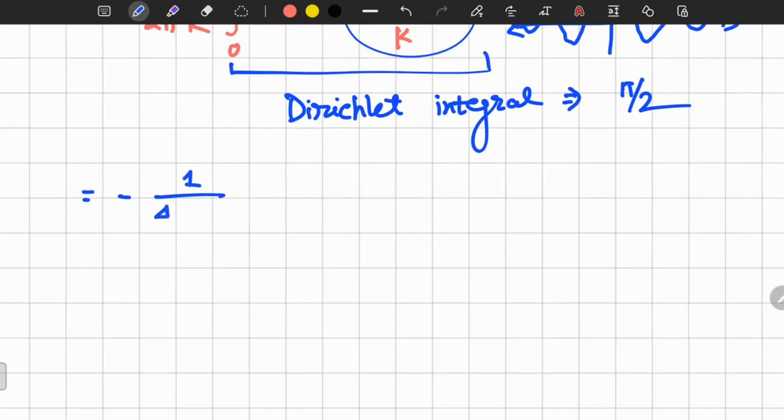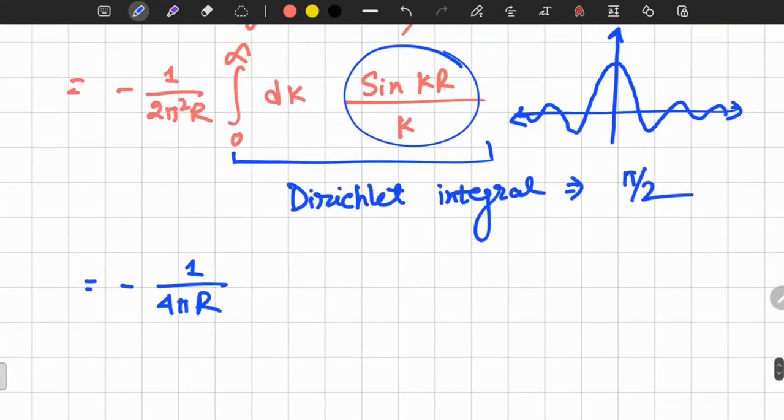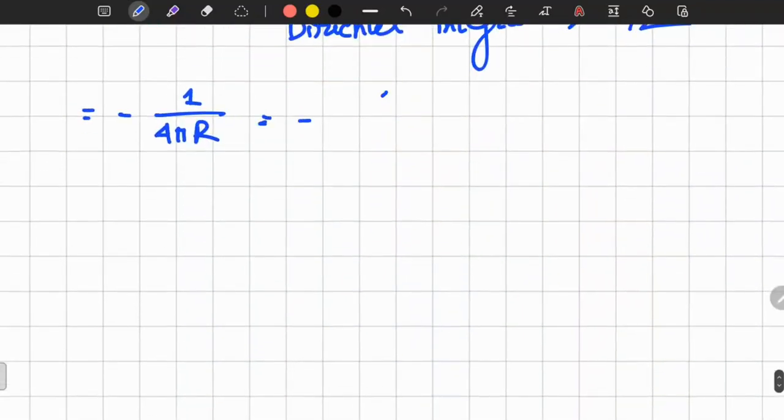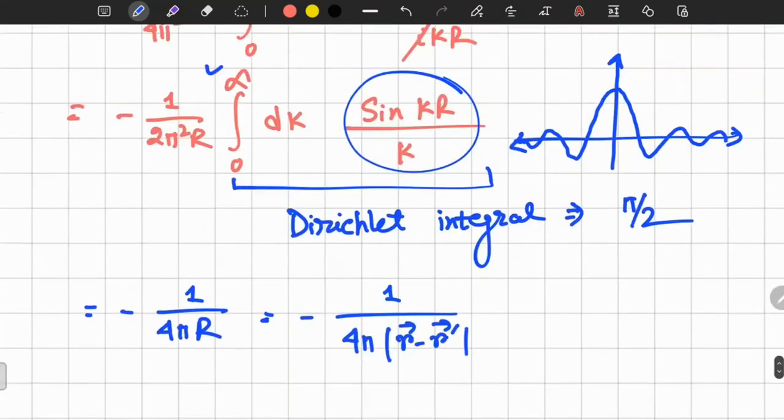The answer is 1 by 4 pi r. If we put here pi by 2, then pi will cancel, and it will be minus 1 by 4 pi, R meaning r minus r prime. So this will be our Green function. This is easy. But this integral we should know how to evaluate. So this is very interesting to do. I would like to do this.